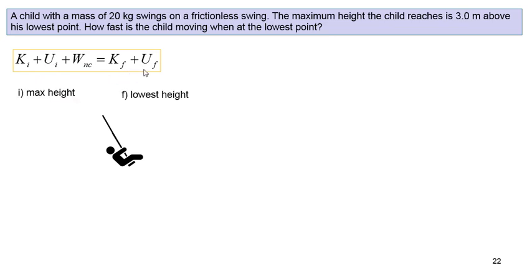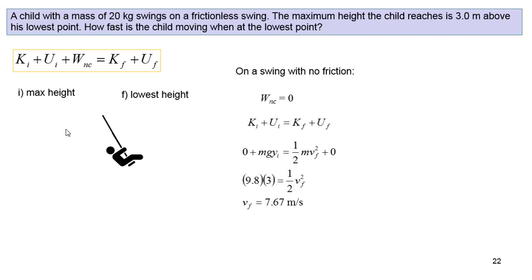So I'm going to choose the maximum height as my initial because that's something I know. And I'm going to choose when he's at the lowest point as my final because that's what I'm being asked about. So there's my work done by non-conservative forces is 0. And so I can use Ki plus Ui equals Kf plus Uf. Initially, when we're at that maximum height, the speed is 0, so the kinetic energy is 0. And then when I'm at the lowest height, if I put my y equals 0 at whatever position the kid is at the lowest height, I can say the potential energy there is 0.